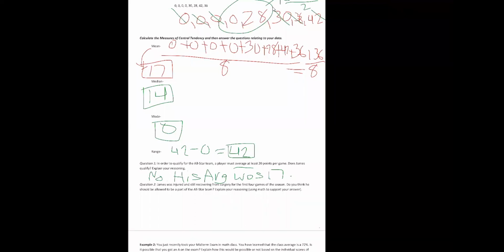I personally would argue that he should be allowed. My reason would be, if you look at his games where he actually played, he averaged over 20 points in those games. He had 30 points, 28 points, 42 points, 36. If you wanted to find his actual average in the games he played, you could just take that 136 we've got and divide it by 4, because that was in games he played. So 136 divided by 4, he really averaged 34 points per game.